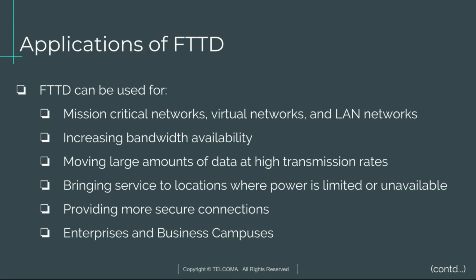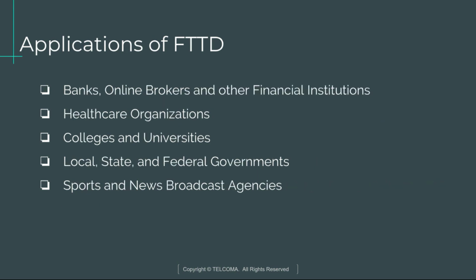Next are the applications of Fttd. Fttd can be used for mission critical networks, virtual networks, and LAN networks, increasing bandwidth availability, moving large amounts of data at high transmission rates, bringing service to locations where power is limited or unavailable, and providing more secure connections. It is used in enterprises and business campuses, banks, online brokers and other financial institutions, healthcare organizations, colleges and universities, local, state and federal governments, and sports and news broadcast agencies.